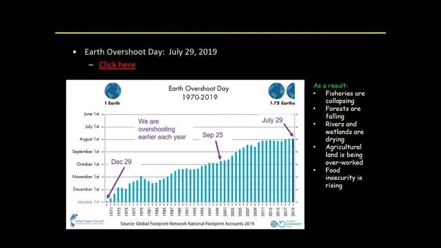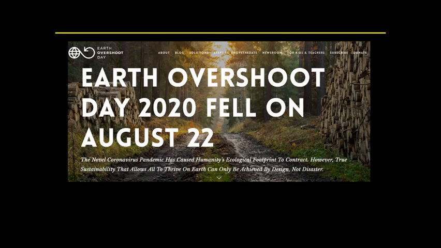This year, 2020, is a little bit different because of the coronavirus, because a lot of people have lost their jobs and their income. The economy has slowed down. People are consuming fewer resources. So Earth Overshoot Day actually occurred a couple of weeks later, August 22nd.